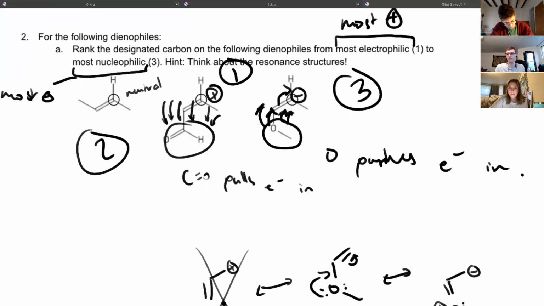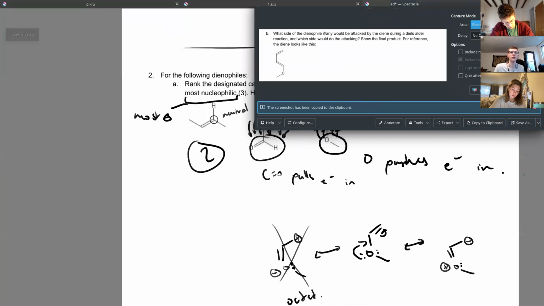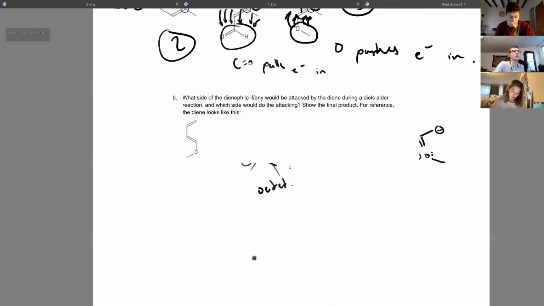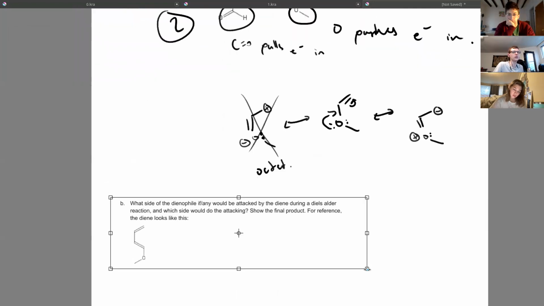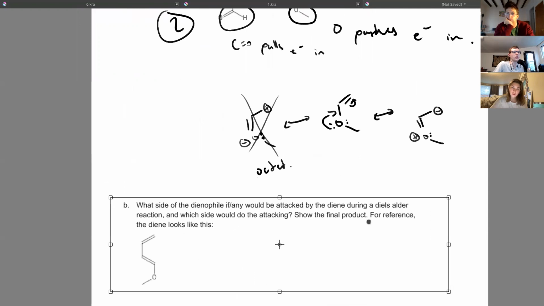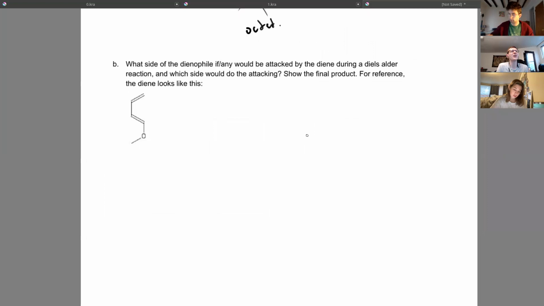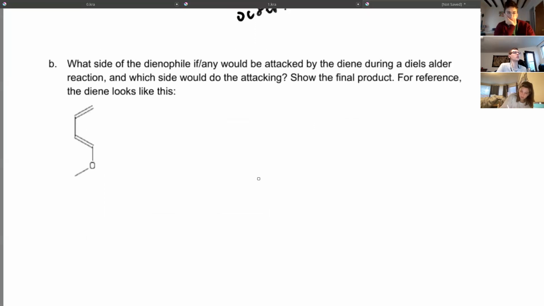How about we check this next one? Here we go. Let me get it on the page. Oh, it's way up here. Okay. Oops, I just rotated it. Okay. So which side of the dienophile would be attacked by the diene during the Diels-Alder reaction?